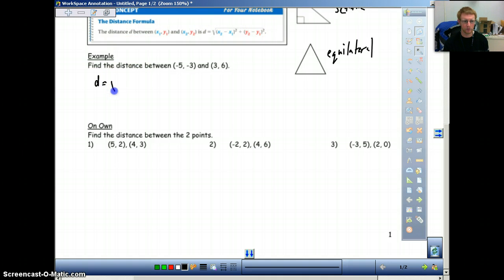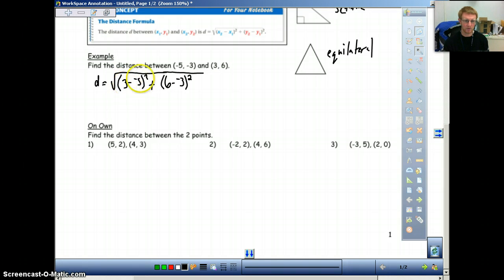So d equals the square root of 3, we're using this 3 right here, minus a negative 5 squared plus 6 minus a negative 3 squared. And again, be careful when you're putting this into a calculator. You will get decimals on a lot of this stuff, but just be careful that you have the right parentheses and you're taking the square root of everything. What I would do is I would find out what you're taking the square root of first and then take the square root. But the mistake that most people make is they forget to take the square root at the end and then they get an answer.